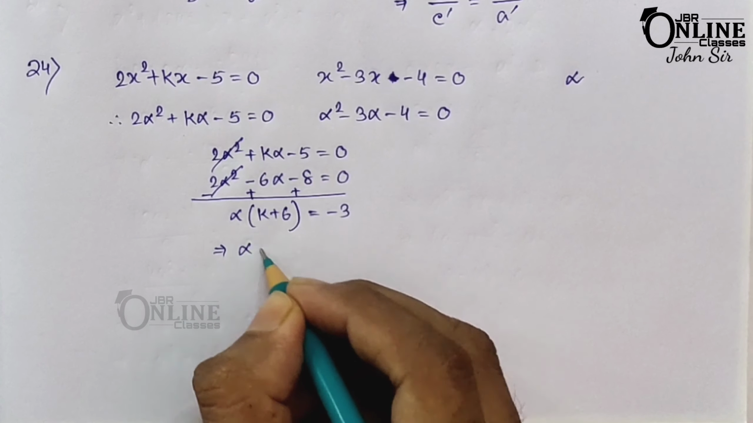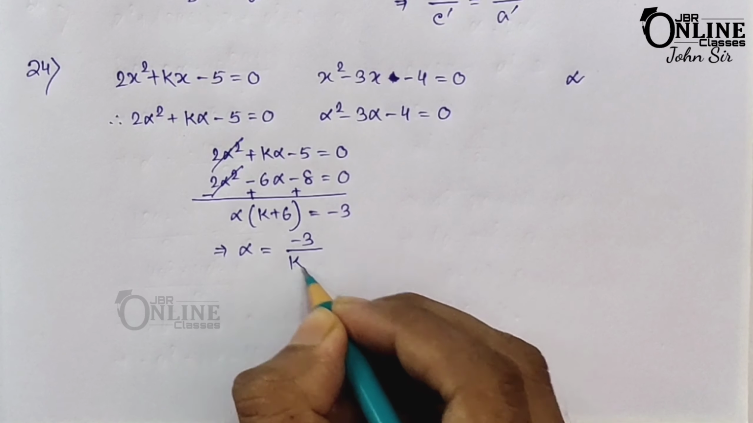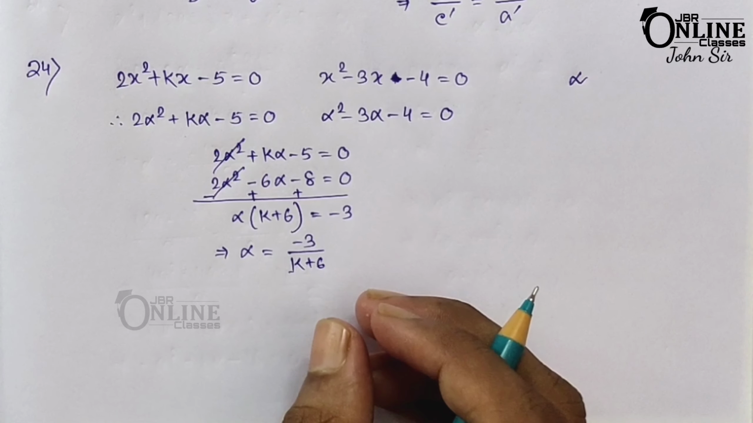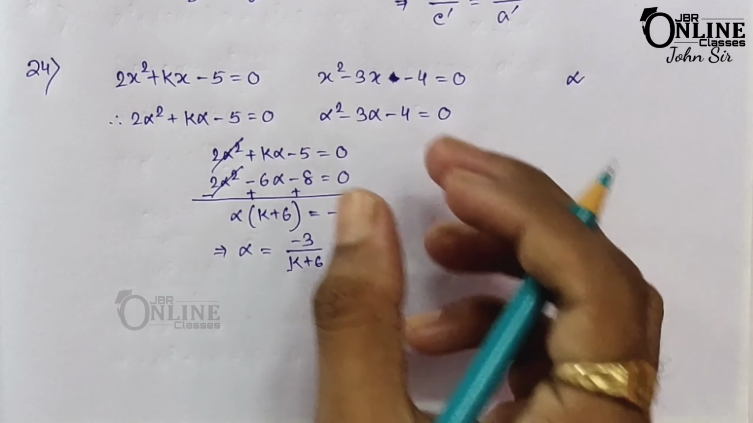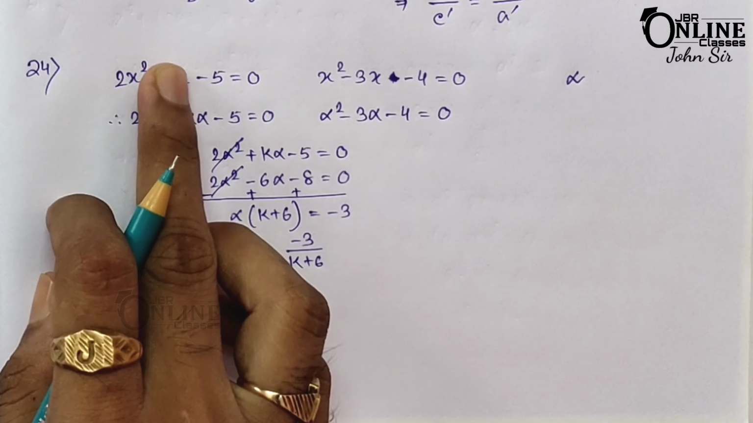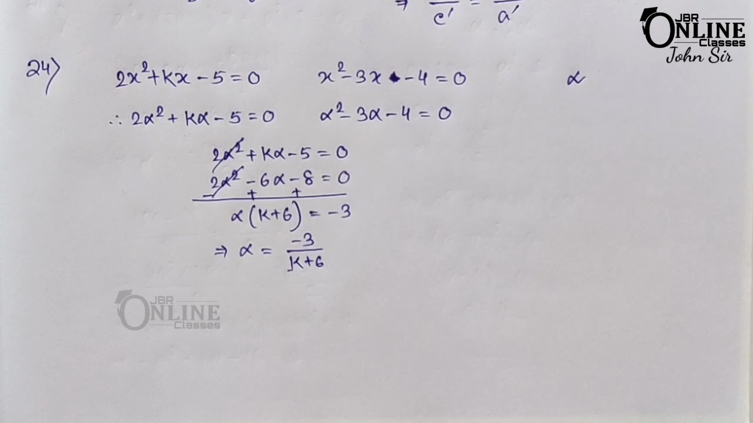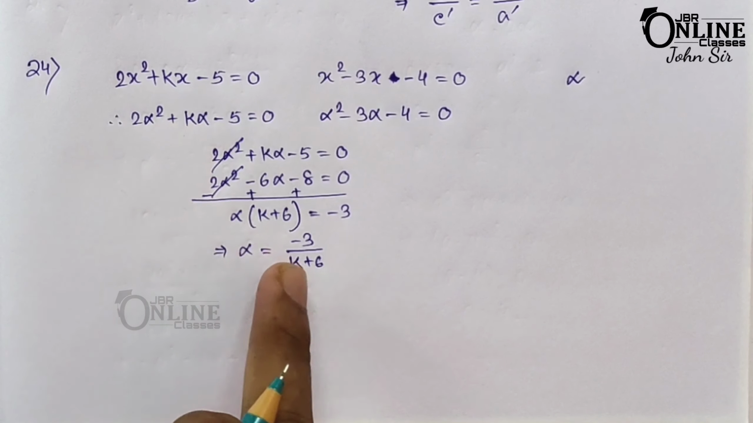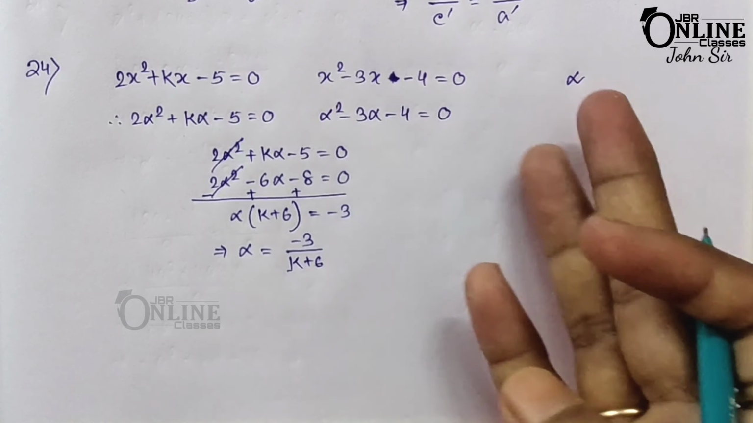So that means here alpha equals minus 3 by k plus 6. Okay, so the value of alpha equals minus 3 by k plus 6. Now you can just put this value in any equation. You can use this equation or you can also use the other equation. I have to put the value in the first equation only, because in the second equation there will be no k.